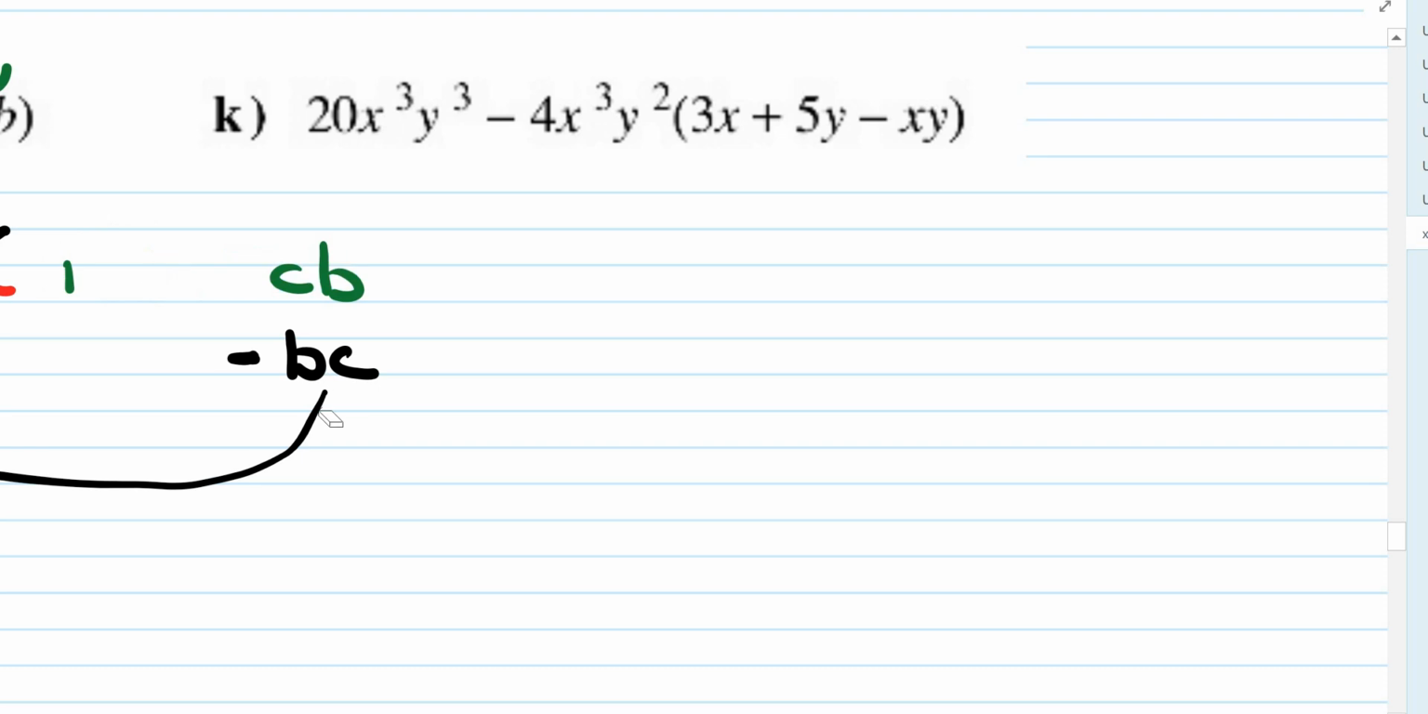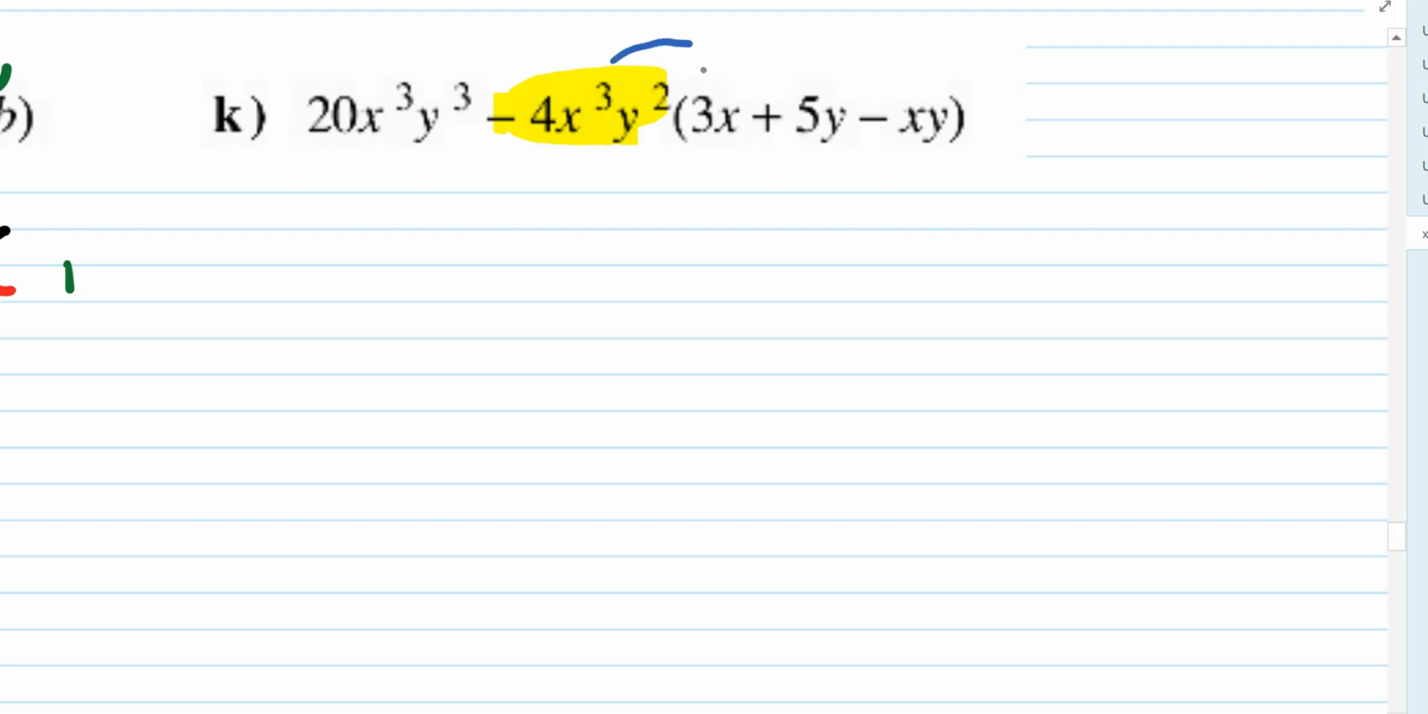Okay, let's move on to letter K here. And for letter K, we need to distribute this term here in yellow into the brackets. So you've got to be careful here. So you're multiplying the negative 4x and the 3x. So that's going to be negative 12x, and that's going to be x to the power of 4 because there's a 3 there and a 1x there. So 3 plus 1 is 4. And then we also have the y squared, which is just tagging along like that.